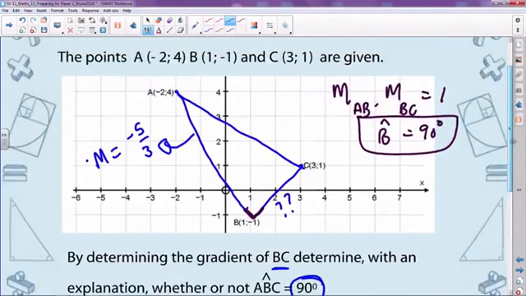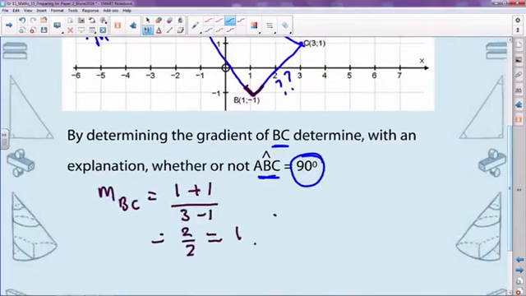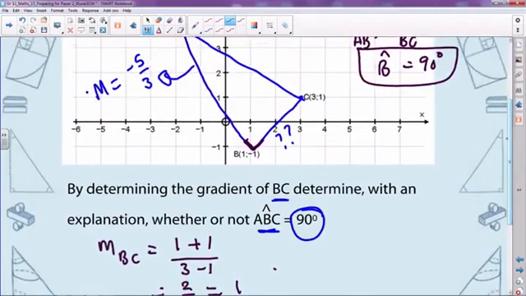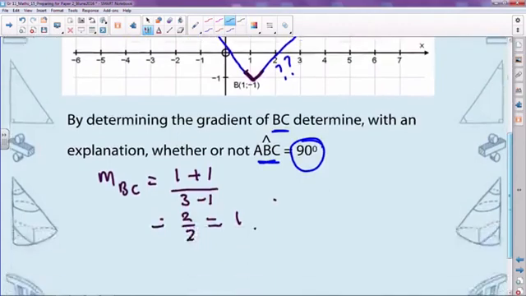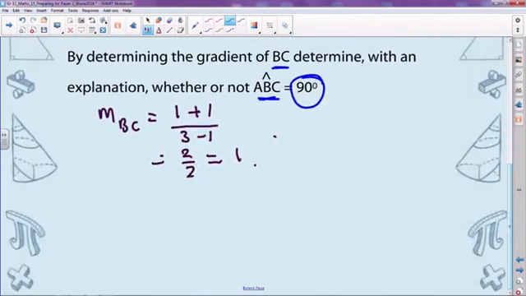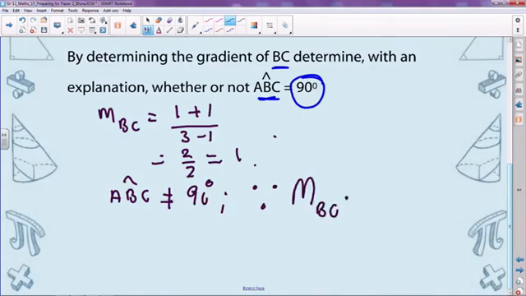Now, obviously, if we look here, gradient of the first line is minus 5 over 3. Gradient of the second line is 1. What do we get if you multiply the two? You get minus 5 over 3 times 1. We do not get a negative 1, so it means that angle B is some other degree, okay, not 90 degrees. So how do we conclude that? You say, therefore, ABC is not equal to 90 degrees, okay? So that is your statement. That's the first part. Now, why are you saying ABC is not 90 degrees? Because gradient of BC times gradient of that other line, which is your AB, is not equal to minus 1. Instead, we're getting negative 5 over 3. Okay.